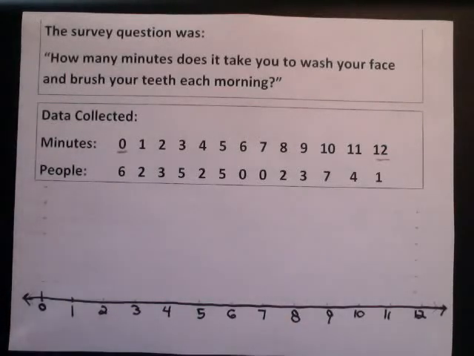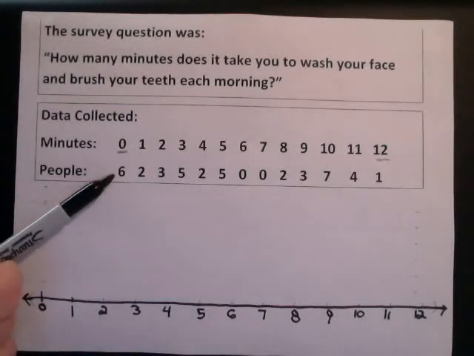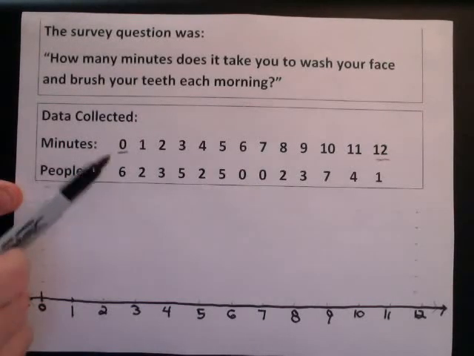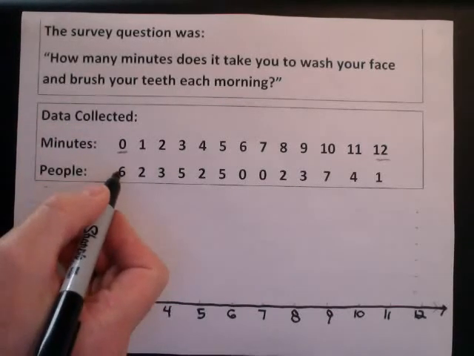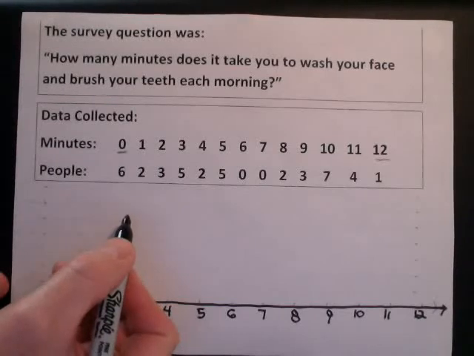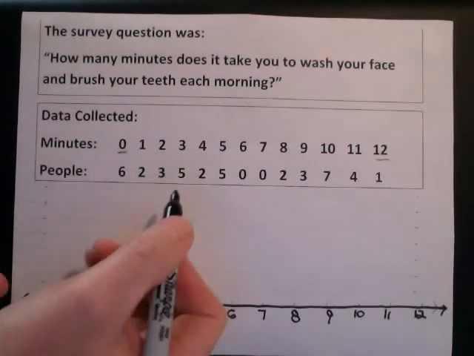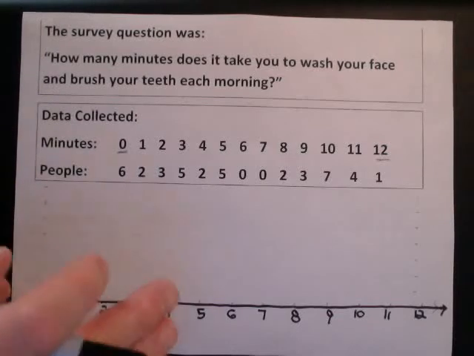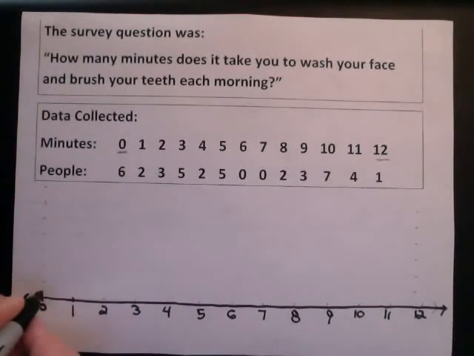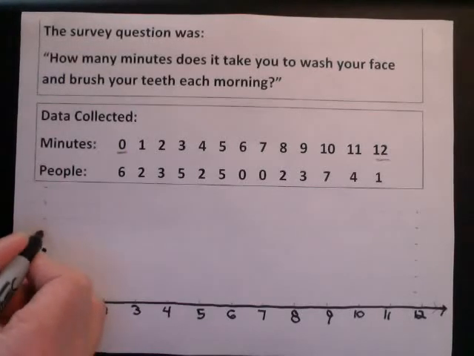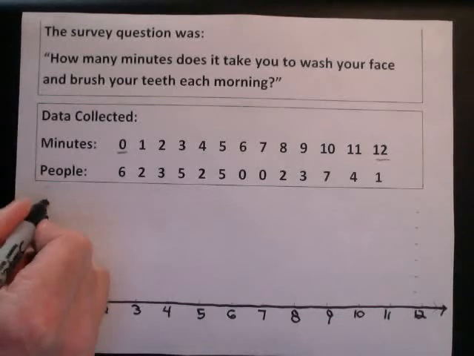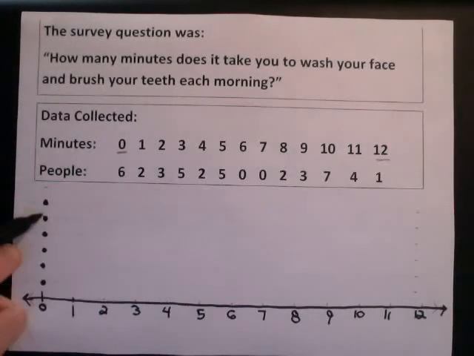Now we're going to look at our data, and we're going to place one dot for each person who brushed their teeth for 0 minutes. Well, in this case, 6 people don't spend at least a minute brushing their teeth. Hopefully they're doing it for less than a minute, but they don't spend at least a minute. So they spend 0 minutes. Maybe it's just 30 seconds, but hopefully they're doing something. So we're going to make 6 dots up above 0 minutes. Okay? So we have 1, 2, 3, 4, 5, 6 people represented that spend less than a minute brushing their teeth and washing their face.